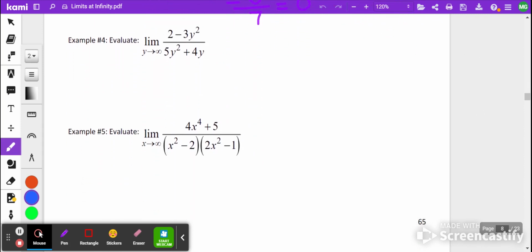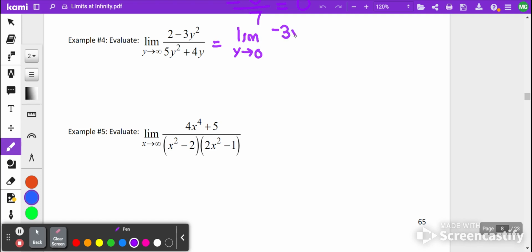Okay, examples 4 and 5 are pretty similar to what we've been doing. We're going to infinity. The only thing I might suggest is a little rewrite where you put the values in decreasing order of their exponents. So 3x squared plus 2, and then go ahead and divide by the largest degree in the denominator. So we have divided by y squared over y squared. And then same thing here, 5y squared over y squared plus 4y over y squared.